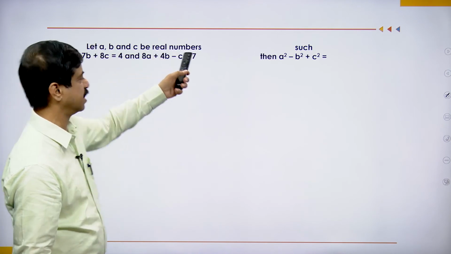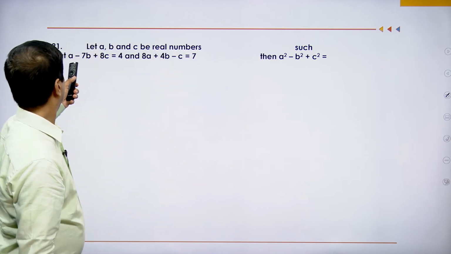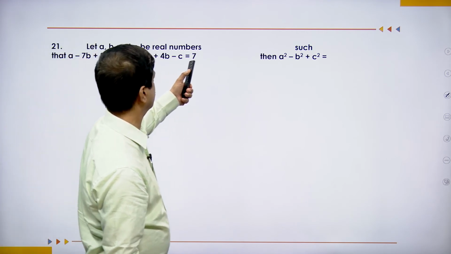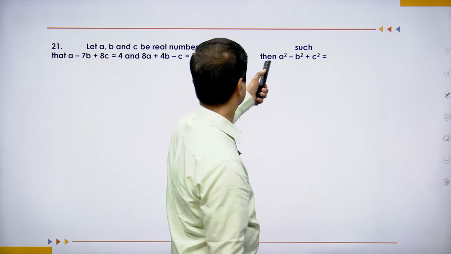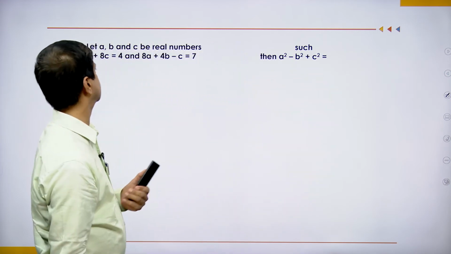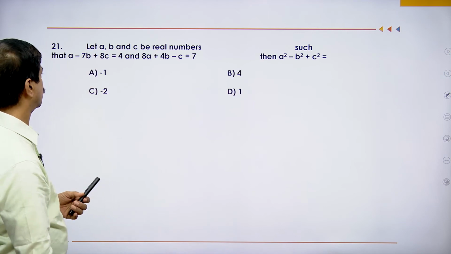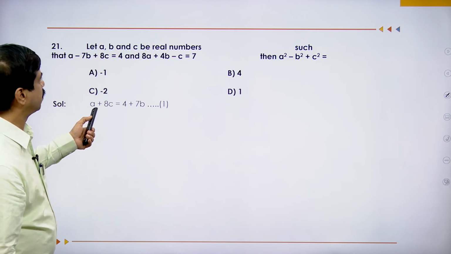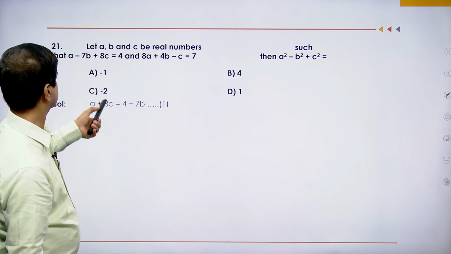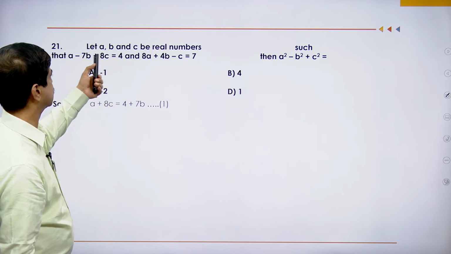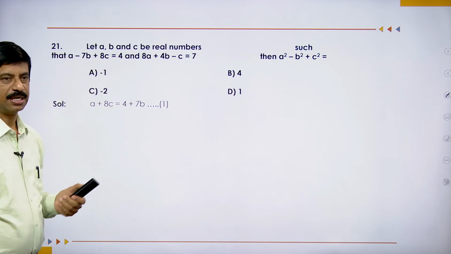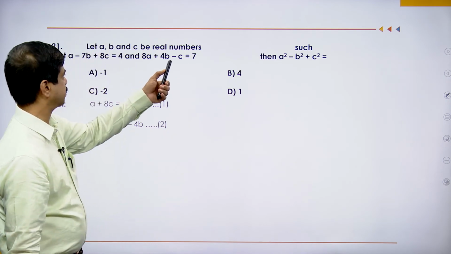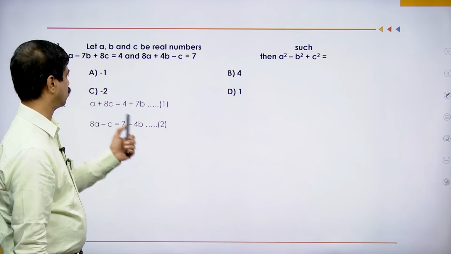A, B and C are real numbers such that A minus 7B plus 8C equal 4 and 8A plus 4B minus C equals 7, then A square minus B square plus C square, what is it equal to? Okay, so one of these options. Now look at this. A plus 8C according to this first equation is 4 plus 7B. Now 8A minus C from second one equal to 7 minus 4B.